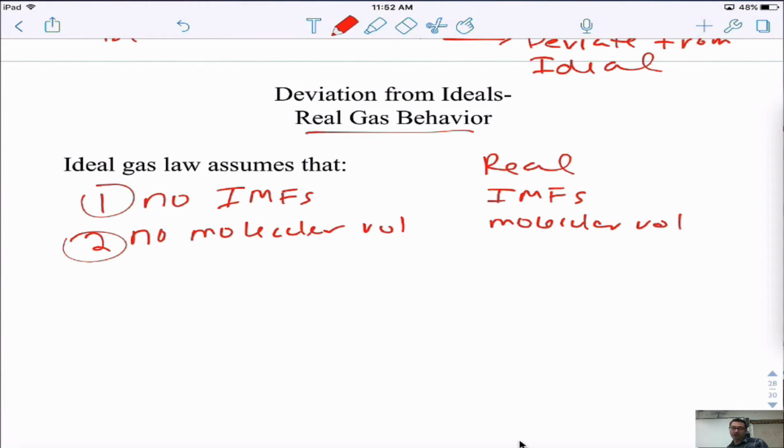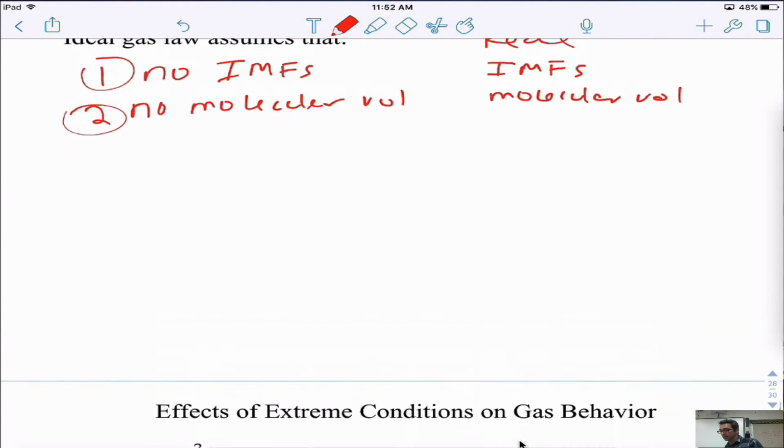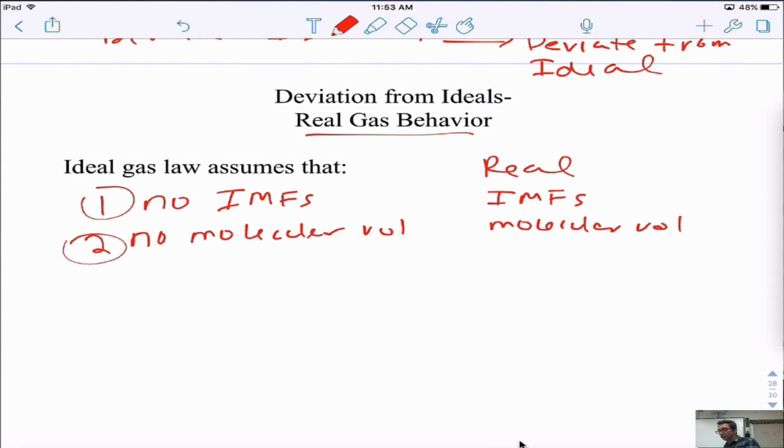And that becomes a problem. And so, real gases can be liquefied. And that is what we have to worry about when we have real gases that are going to become liquefied. And so the thing is, though, that we can manipulate the gases with the conditions.